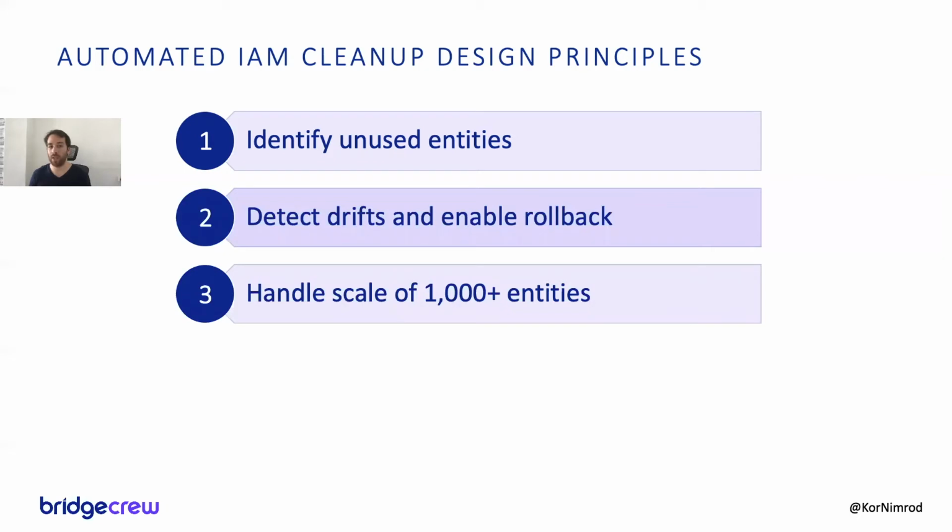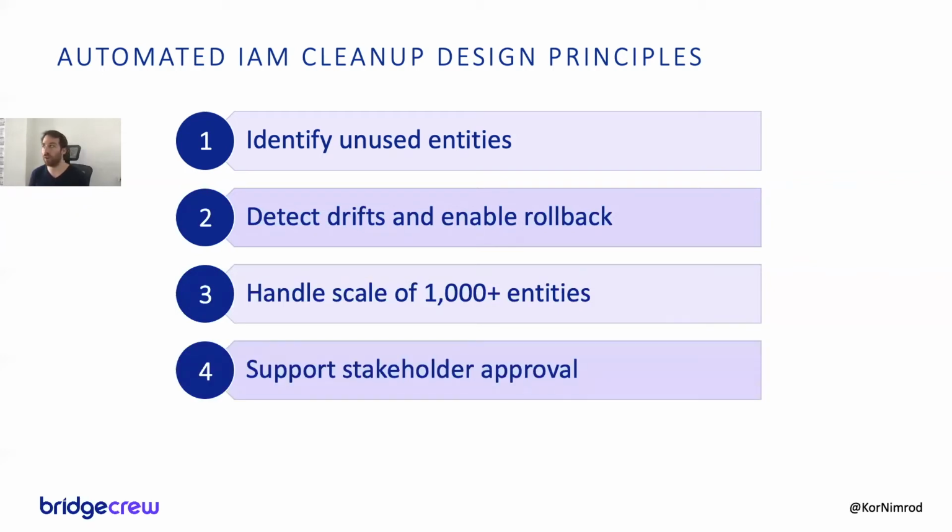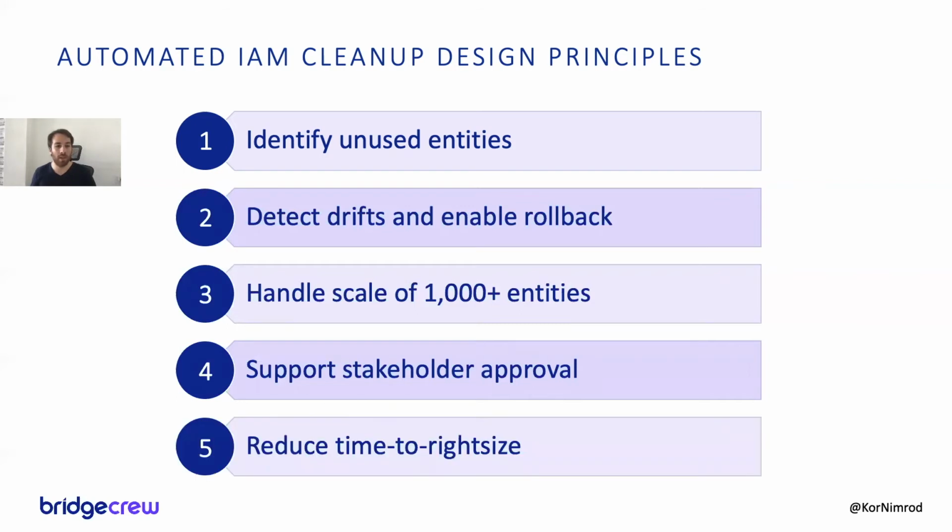We wanted to be able to handle scales of over 1,000 entities. When we talk about user memberships and policy attachments, we reach the 1,000 threshold very easily. I'm hoping for you guys, if you use it on a real account, you'll probably see around 1,500 entities. And then we want to support stakeholder approval, right? We want to be able to talk about the modifications we want to do, and we don't want to do it over Google Sheets or Word documents that are very time-consuming to create. And then the last thing would be to reduce the time to right size. The flow I showed you from before takes really long. We want to really make it quick and simple.